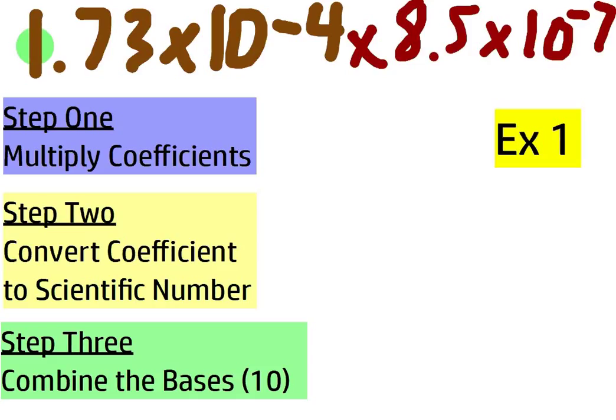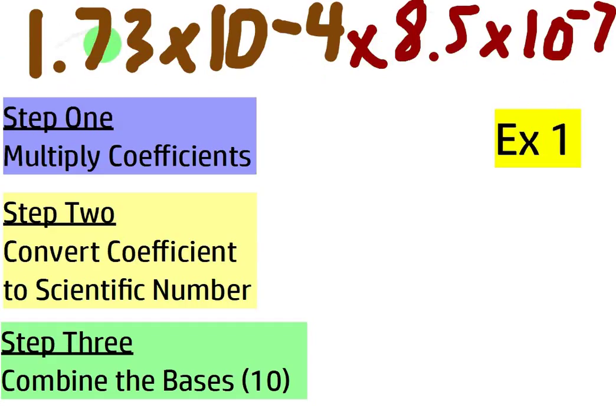Today we're going to be multiplying scientific numbers, or numbers that are in scientific notation. We're going to start right off the bat with these two numbers that we have here. We have 1.73 times 10 to the negative 4 times 8.5 times 10 to the negative 7. So the question is, how do you multiply two scientific numbers?